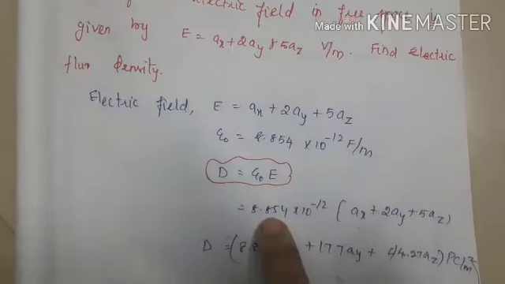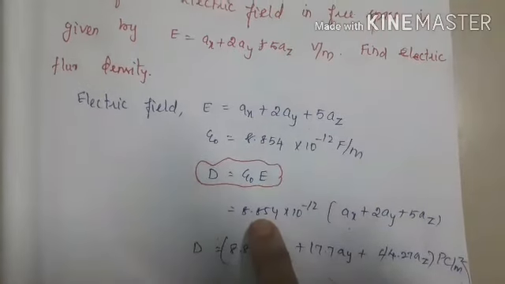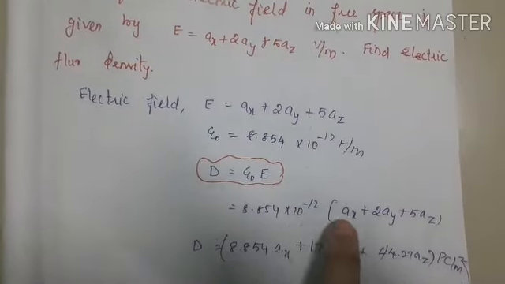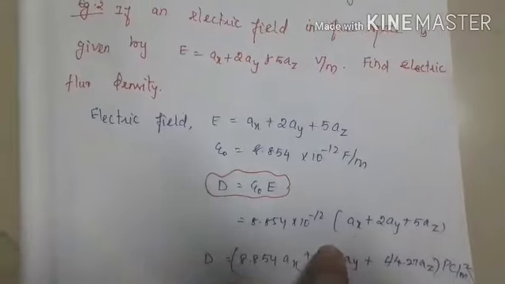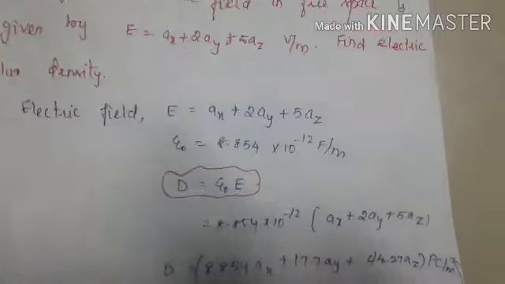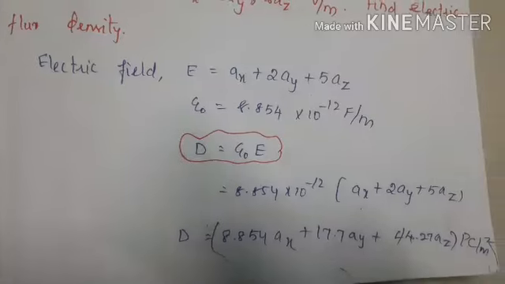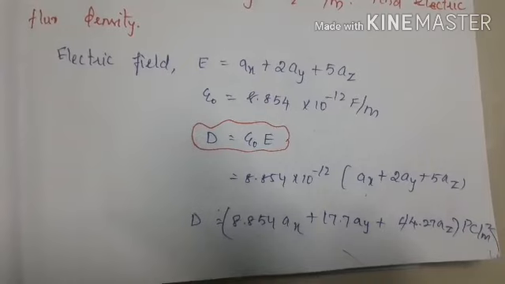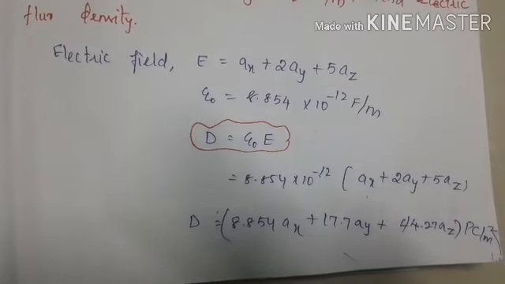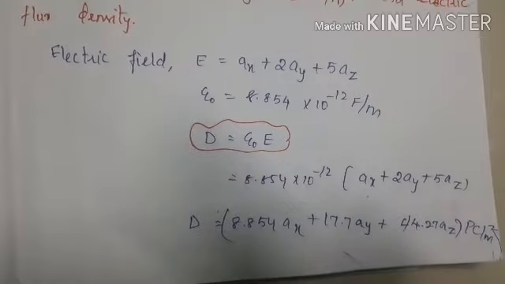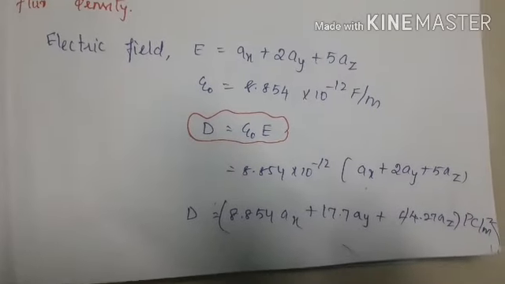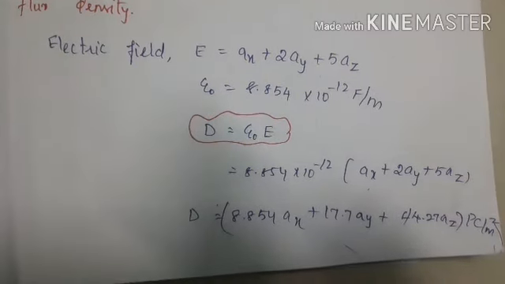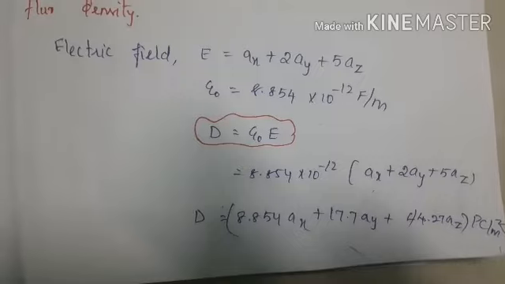Already we know the value of epsilon naught, the permittivity of free space, 8.854 into 10 power minus 12, into this electric field strength, Ax plus 2Ay plus 5Az. After multiplying, we get our final expression: 8.854 Ax plus 17.7 Ay plus 44.27 Az picocoulomb per meter squared.